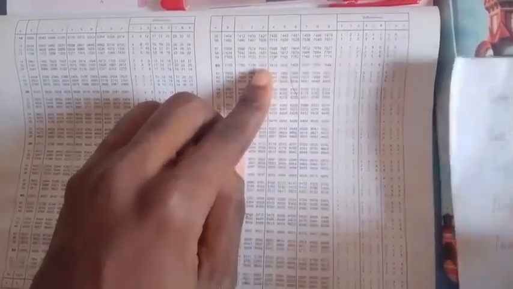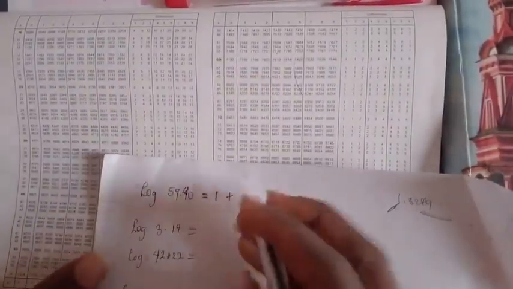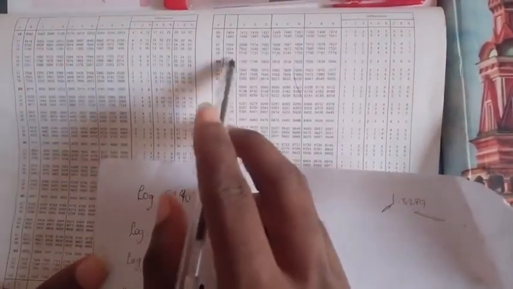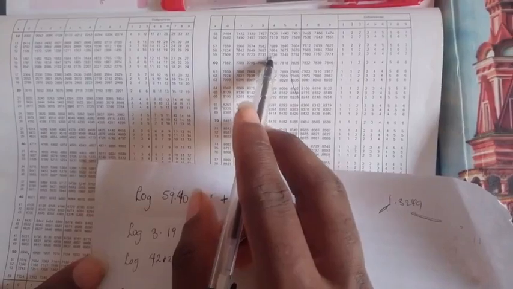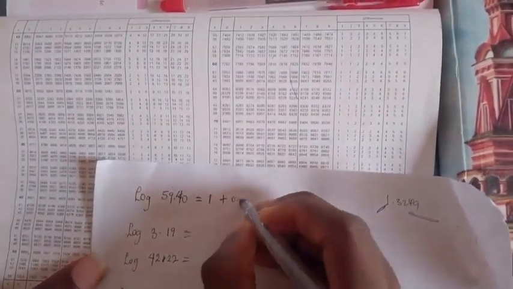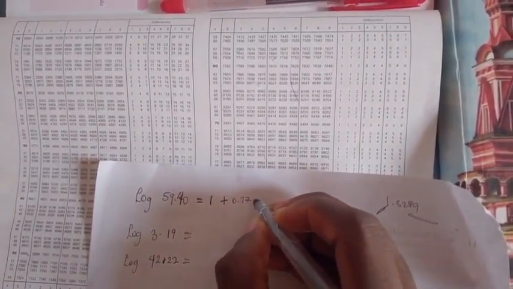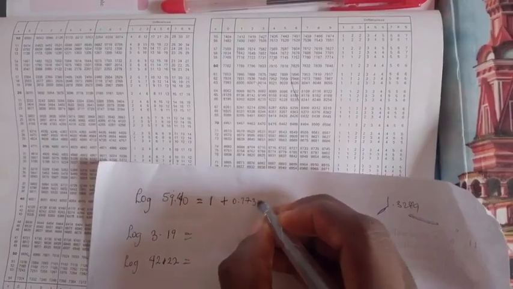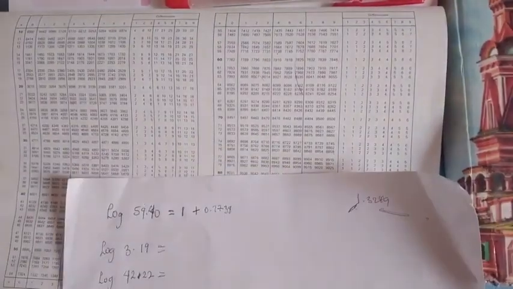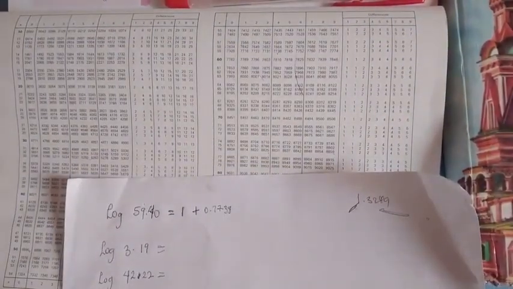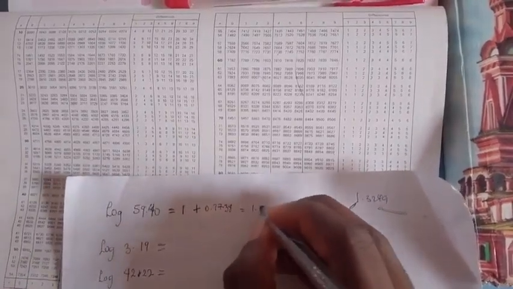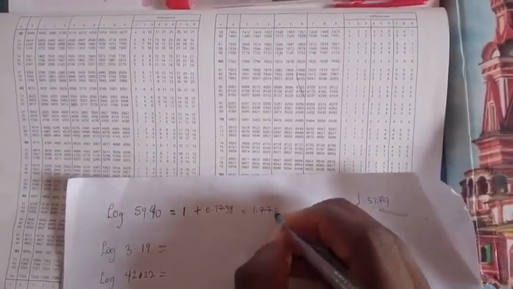So you now have 1 plus what? 0.7738. Now, with a difference of 0, right? So there's no need to add any difference again. You will now be having 1.7738.